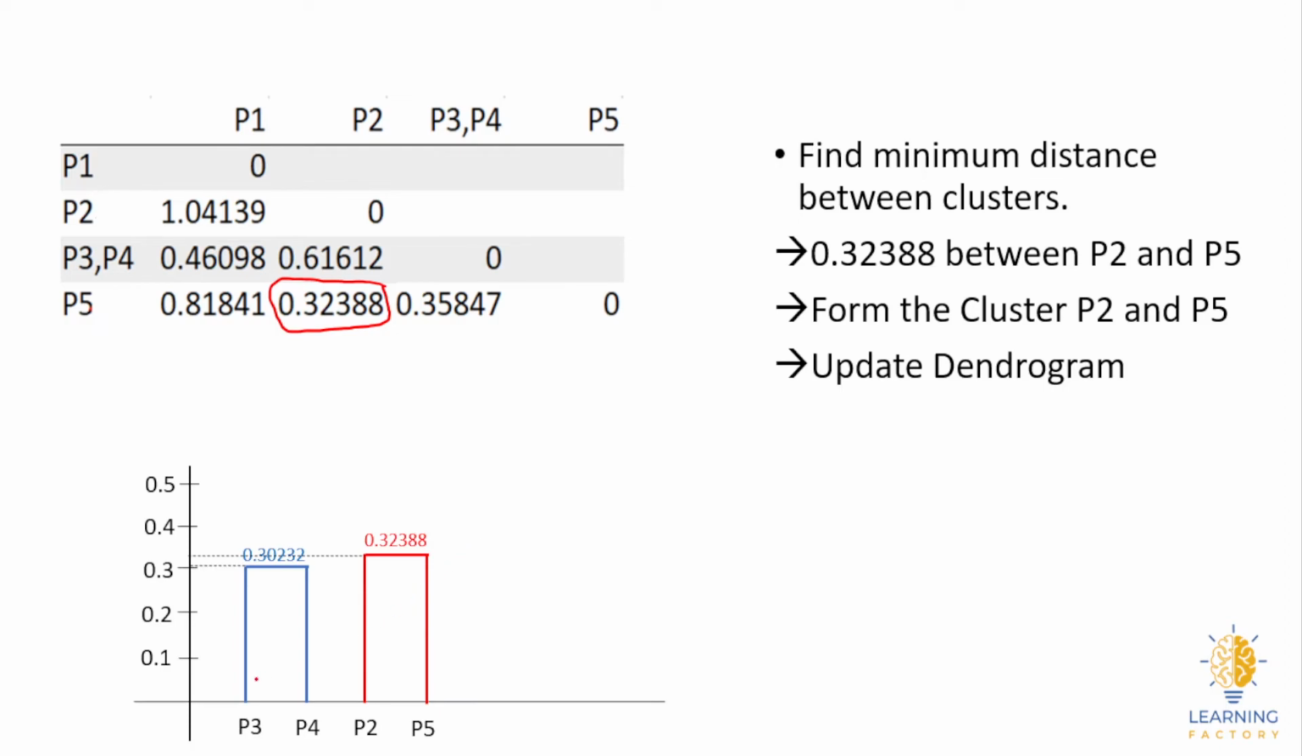So earlier we have clustered P3, P4. Now we are going to cluster these 2 points P2 and P5, and the height of this dendrogram would be the distance between these two clusters, and that is 0.32388. So this is how we are going to compute the dendrogram. Now once the dendrogram is computed, we need to update the proximity matrix. So once again, to update the proximity matrix, we'll be using the single linkage hierarchical clustering algorithm, right?